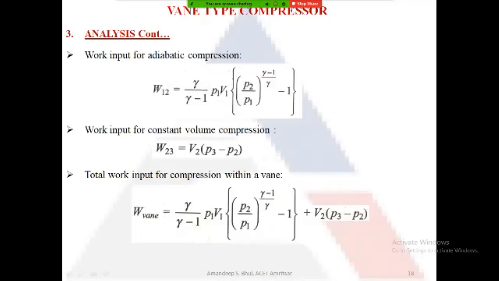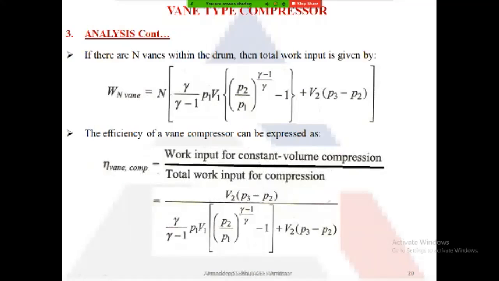If we add both these works, it will be given by gamma upon gamma minus 1 P1 V1 into the bracket P2 upon P1 to the power gamma minus 1 upon gamma, minus 1, brackets closed, plus V2 into P3 minus P2. So this is the total work done if we have a single vane. And if we have n vanes, we will multiply this equation with capital N, where capital N is the number of vanes on the drum, the central rotating drum.